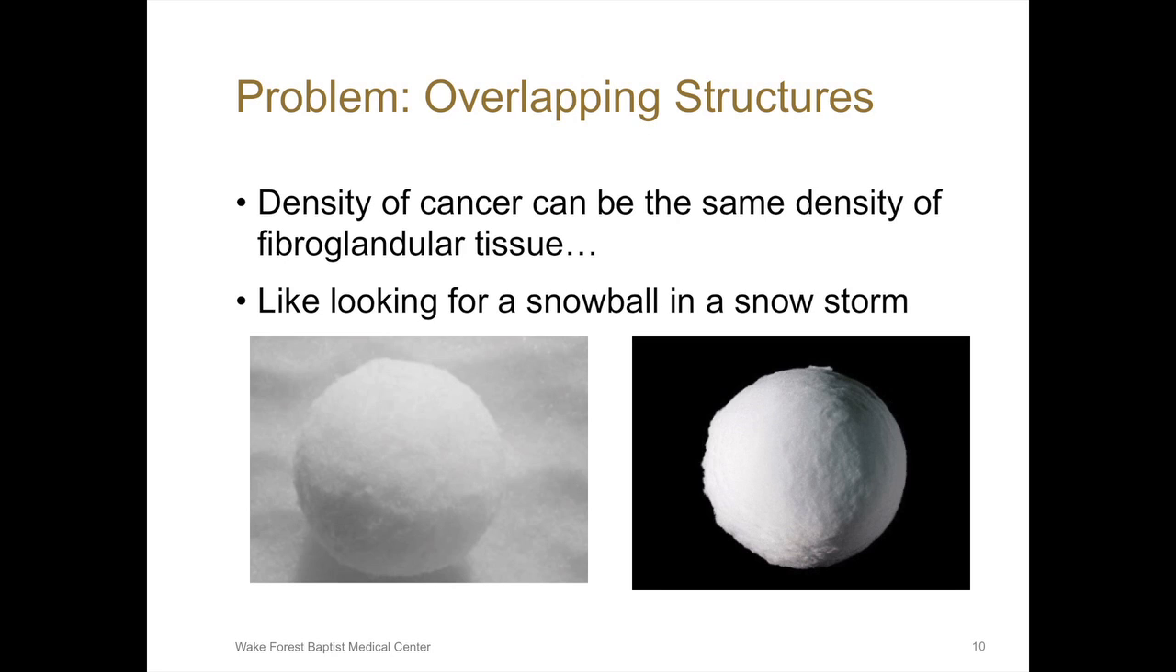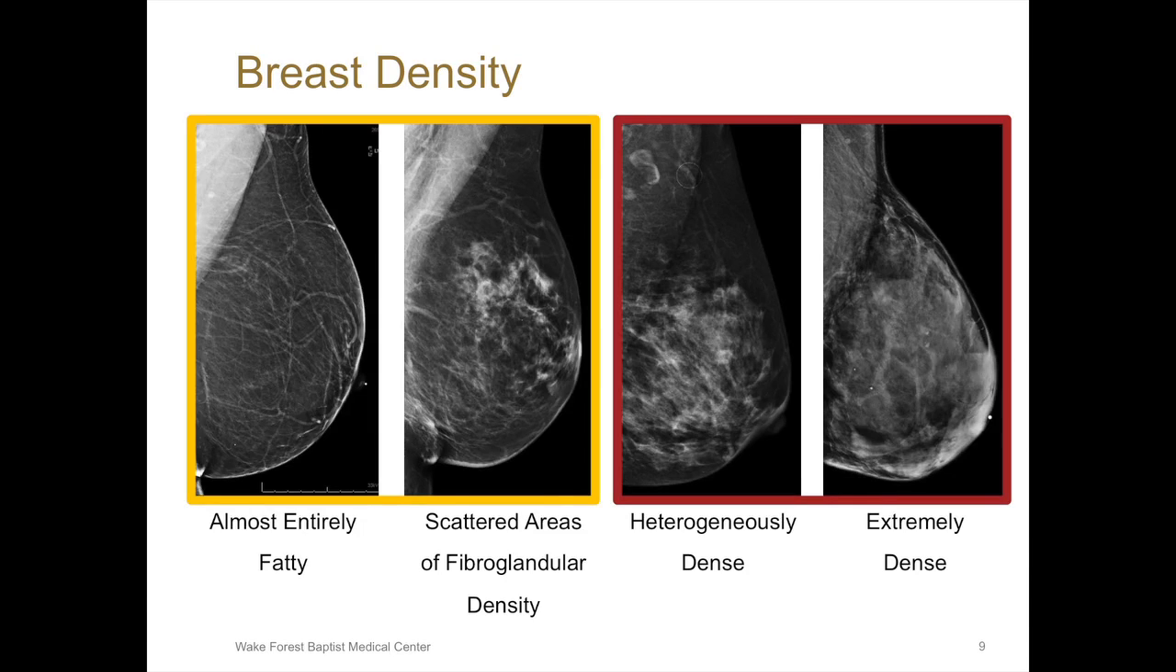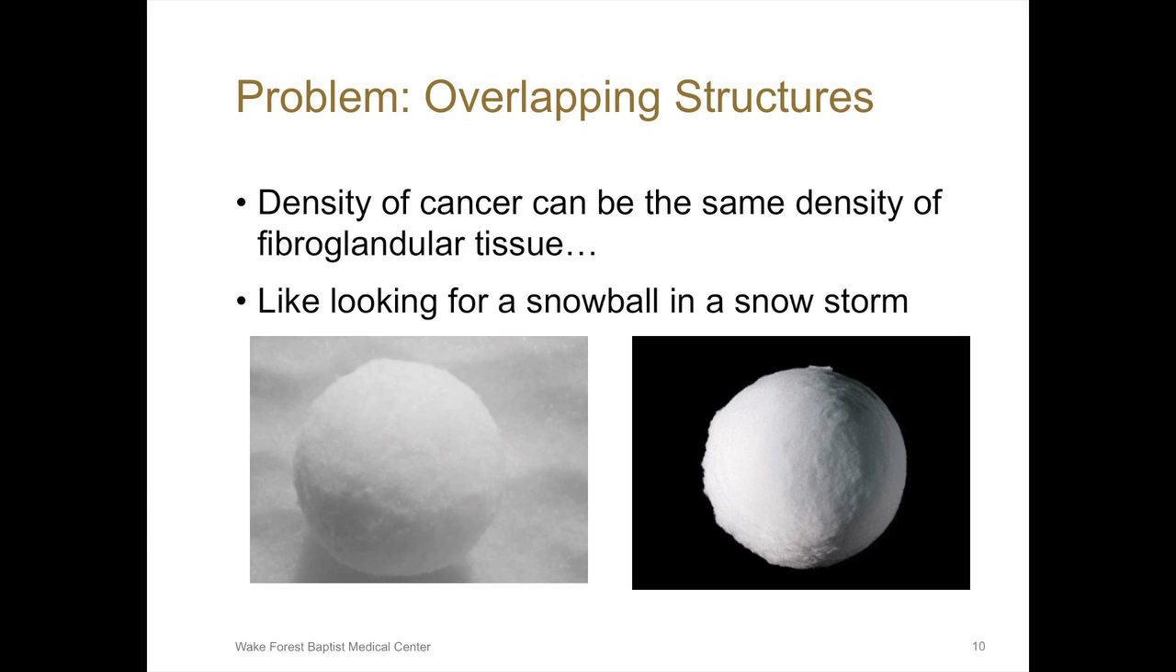So the problem with breast density is the density of cancer can be the same as that glandular tissue in the breast. So if we go back here and I'm looking for a small white mass, well, I'm probably going to see it in this breast, surrounded by a sea of that gray fatty tissue, compared with this breast where it's surrounded by white glandular tissue. So you get this effect of looking for a snowball in a snowstorm with dense breast tissue.